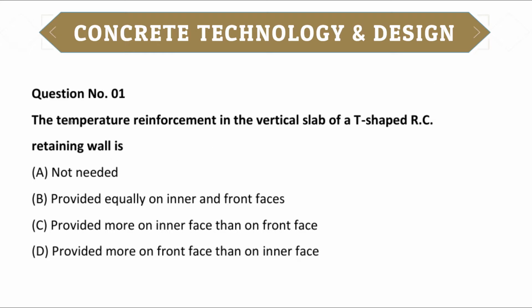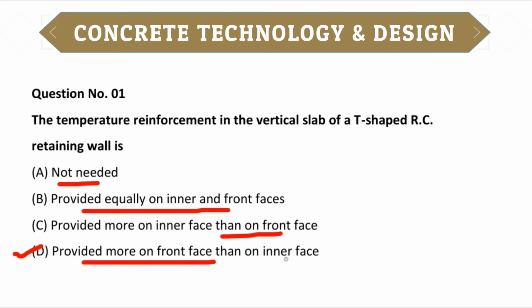So the first question, the temperature reinforcement in the vertical slab of T-shaped RC retaining wall is: option A, not needed; option B, provided equally in the inner and front face; option C, provide more on inner face than on front face; option D, provide more on front face than on inner face. So the correct answer is option D, provide more on front face than on inner face.